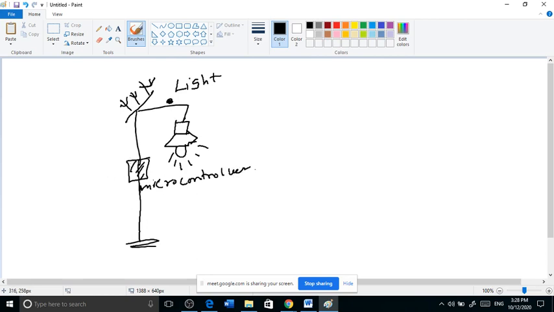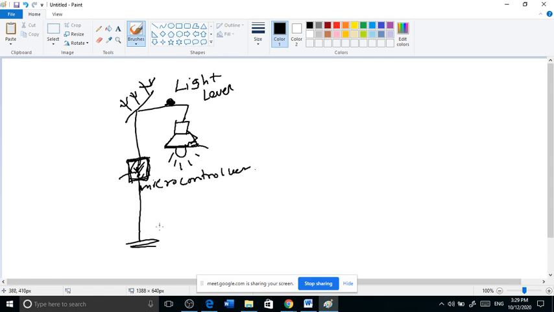With the help of this microcontroller, we have embedded a program. So what will happen? It will detect the light level with the help of this light sensor. Then that detail will be given to the microcontroller, and the microcontroller checks the light level. If the light level is low, it will switch on the light, and if the light level is high for some certain level that we have given, it will switch off the bulb.